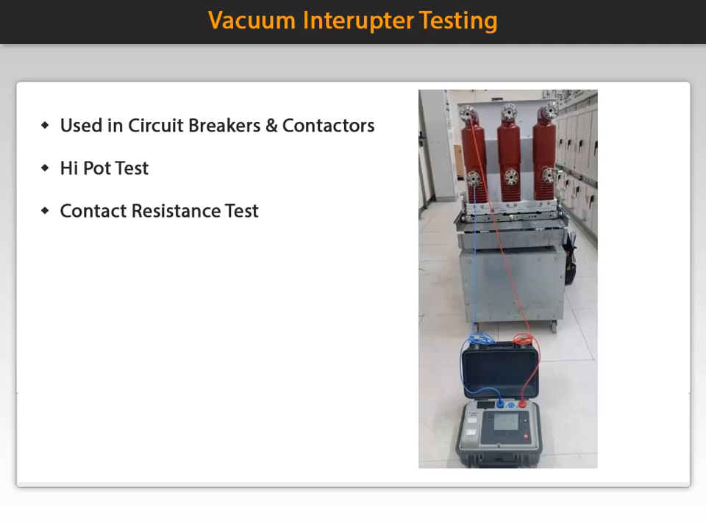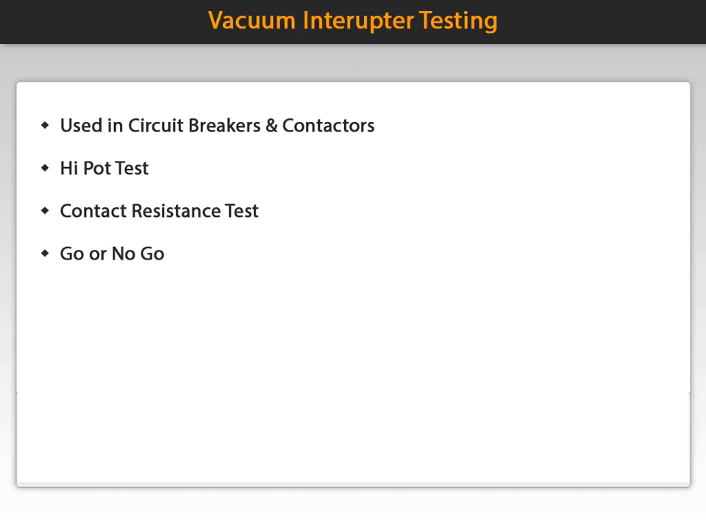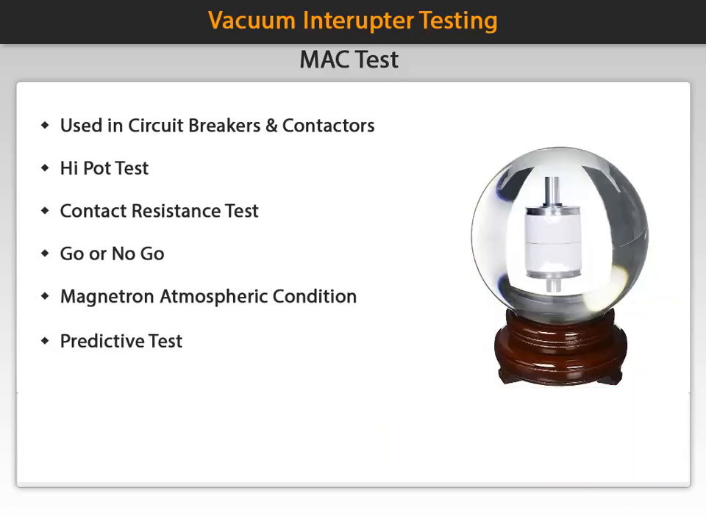Although these tests provide good information, they are basically go or no-go tests. They cannot determine if and when the vacuum interrupter would fail. That is where the so-called MAC test comes in. MAC stands for magnetron atmospheric condition. This test is a predictive test that can provide information on the remaining useful life of the vacuum interrupter. Let's spend some more time examining this testing method.